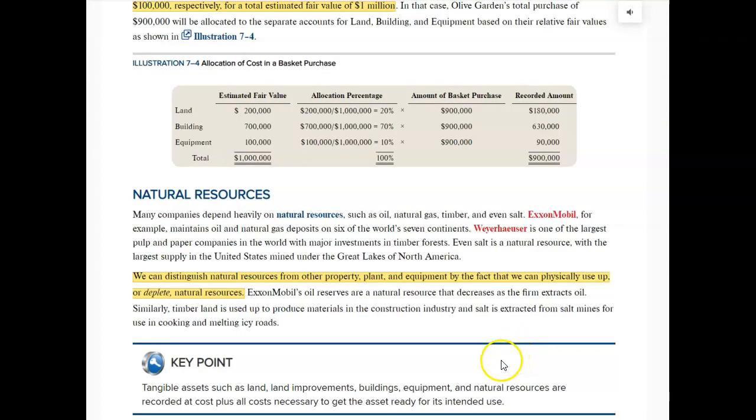And natural resources, these would be like iron ore, oil, natural gas, timber, and so forth. We have separate asset accounts for those. And then when we extract that natural resource out of the ground and sell it, we will deplete the amount. We're depleting the resource, and we'll write off the cost of that asset called depletion. So we're depleting that resource.